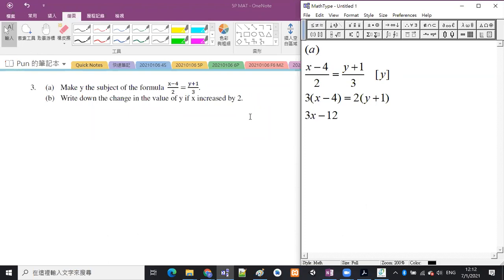3x minus 12 is equal to 2y plus 2. Okay, and then I want to change the subject to y, and then I need to keep all the y terms to one side.